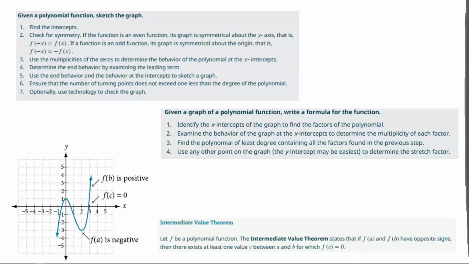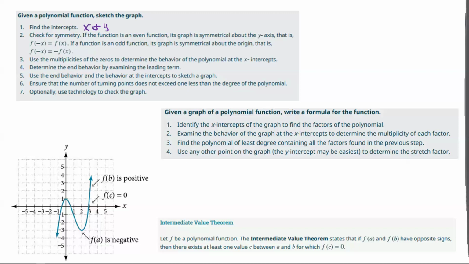Okay. Here's a couple more little bitty notes. Given a polynomial function, sketch the graph. These are the steps that they use here to kind of go through and do this. First up, you want to find the intercepts. The X and the Y intercepts would help you, right? So we'll kind of make a little note right there, X and Y.